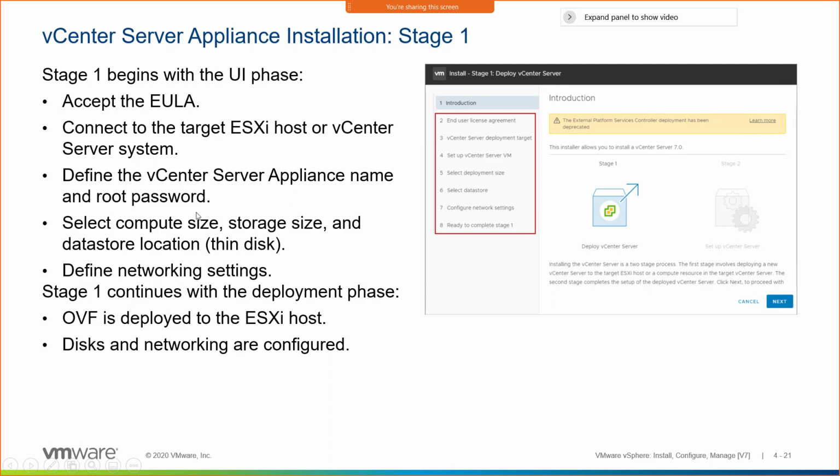Define the vCenter Server Appliance name and root password. We did that too. Select compute size, storage size, and data store location. Done. Define networking settings. Done.